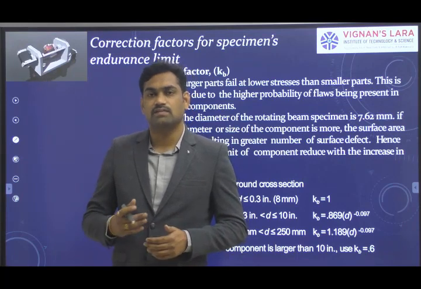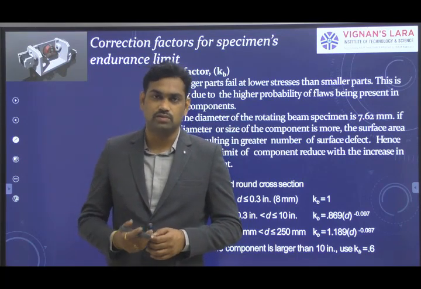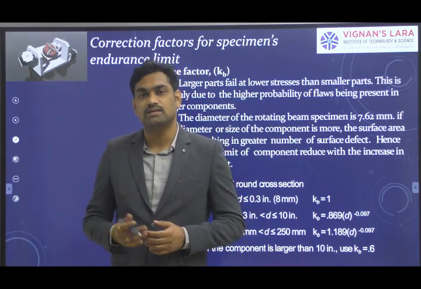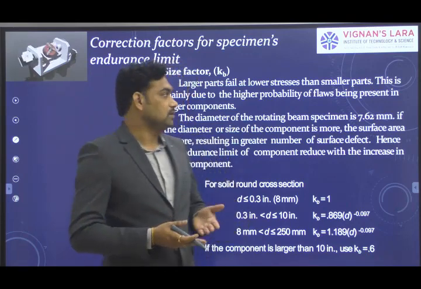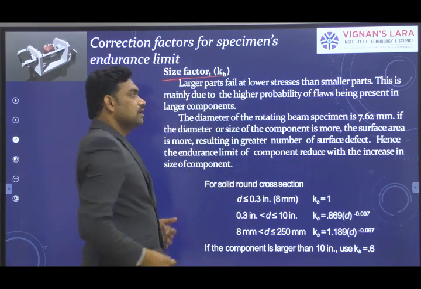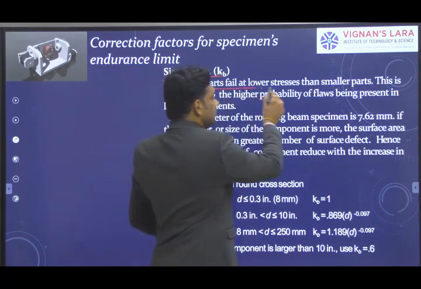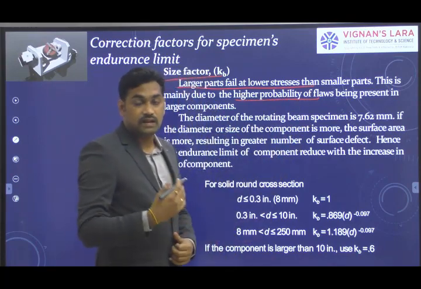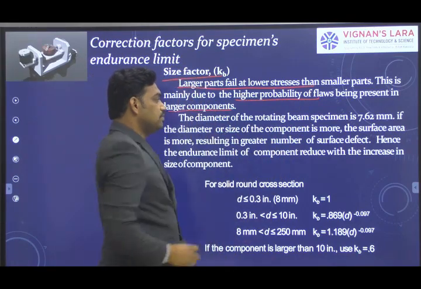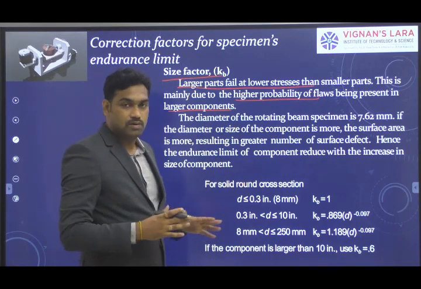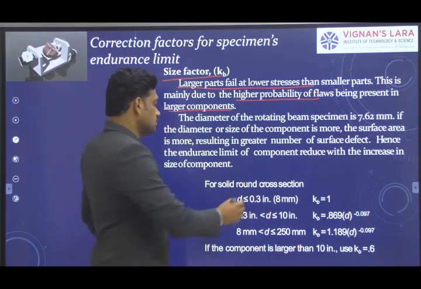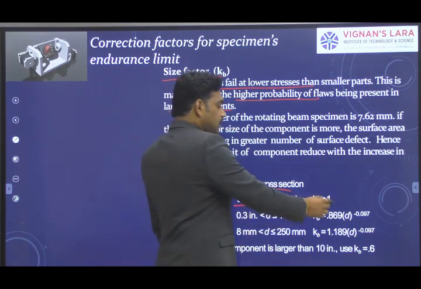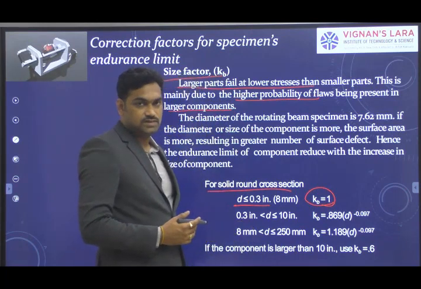So that is the reason whenever the size of the actual component increases with respect to the experimental test specimen, we need to take the size factor here, denoted by Kb. Which means that larger parts fail at lower stresses than smaller parts, because of the higher probability of flaws being present in large components. The diameter of the specimen is 7.62 mm, but it is not possible to maintain that value. So for round surfaces, for the diameter up to 8 mm, we can take the value of Kb, that is the size factor, as 1.